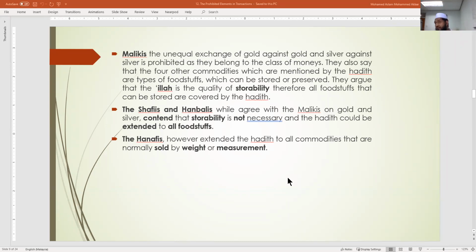But according to the Hanafi, all the commodities that are normally sold by weight and measurement, anything sold by weight and measurement, will come under this. Practically speaking, all four imams want to extend the hadith to other commodities as well.